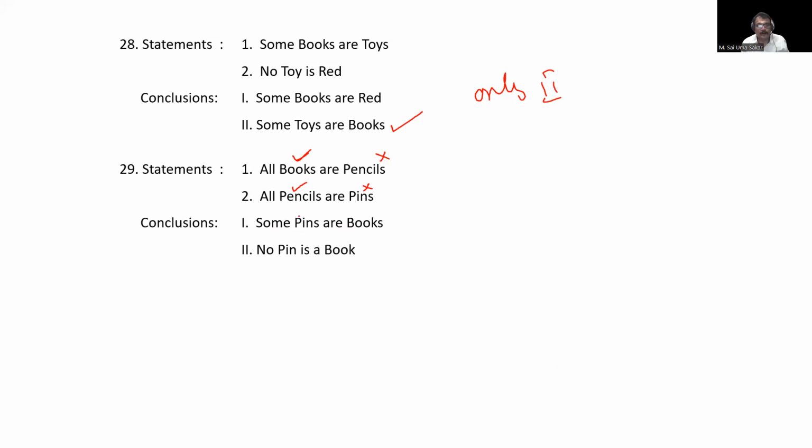Some pins are books. Here, both are not distributed. But this is a valid conclusion. Of these two conclusions, the first one is a valid immediate inference. No need to check the complementary pair. So what is the answer? Only two is the answer.